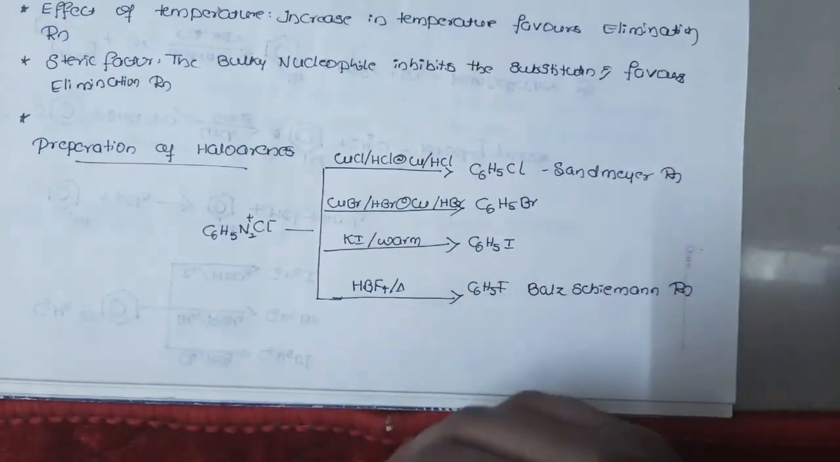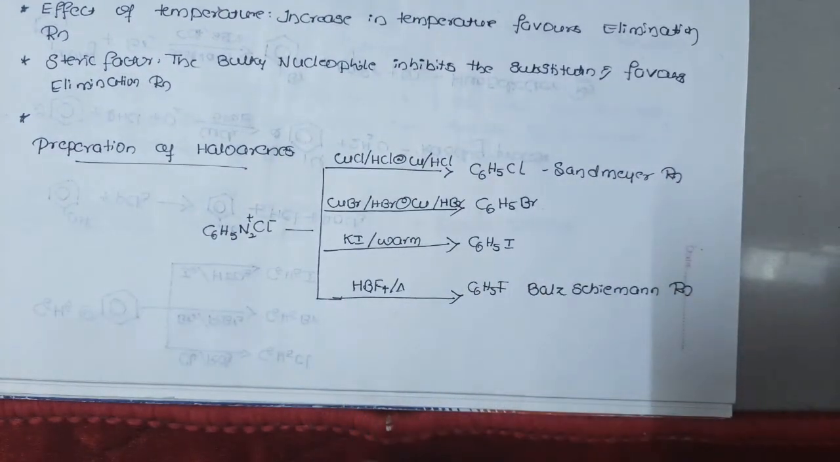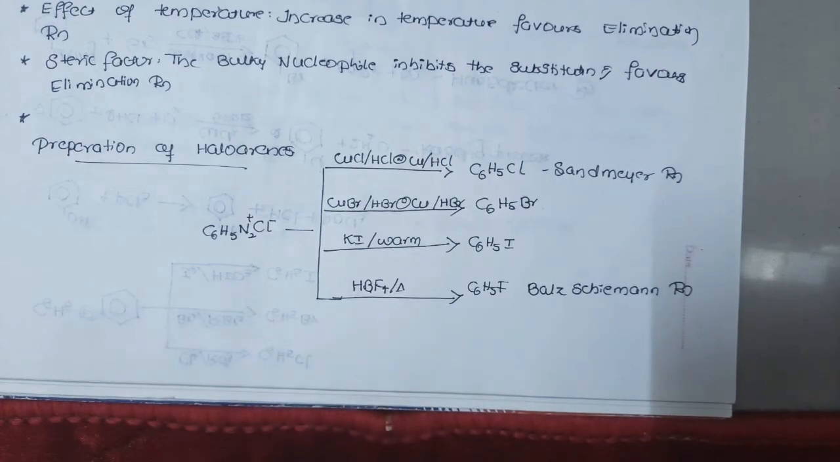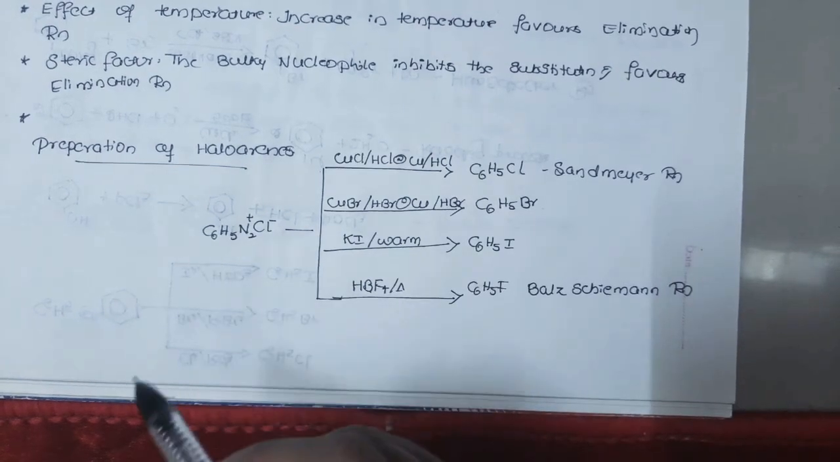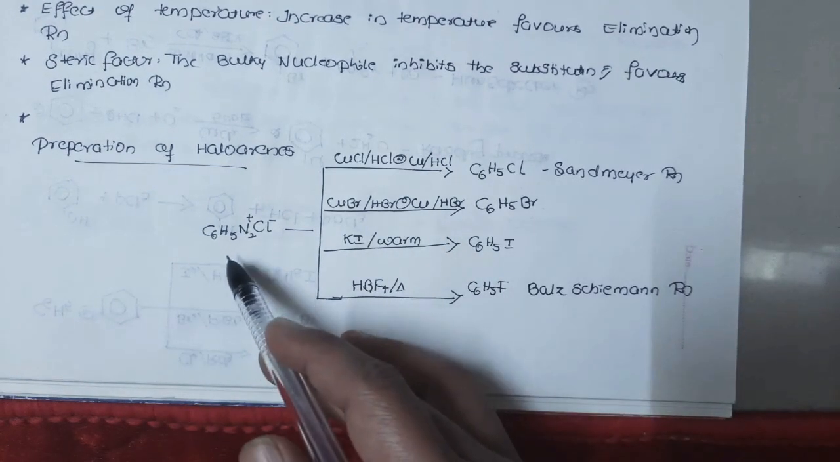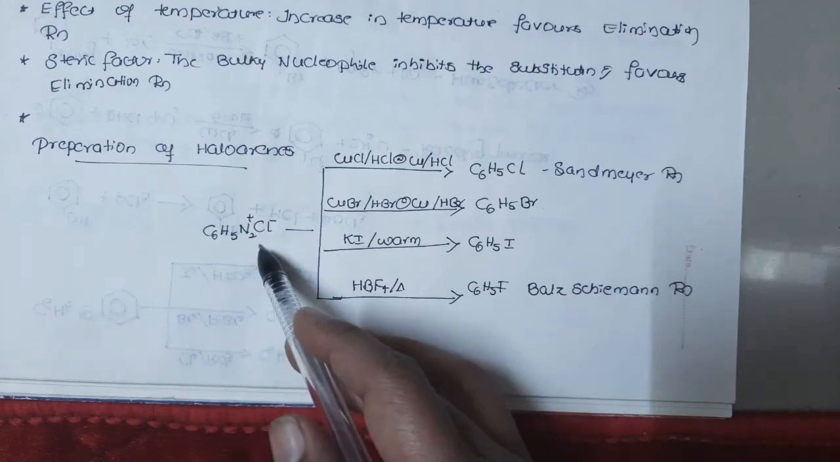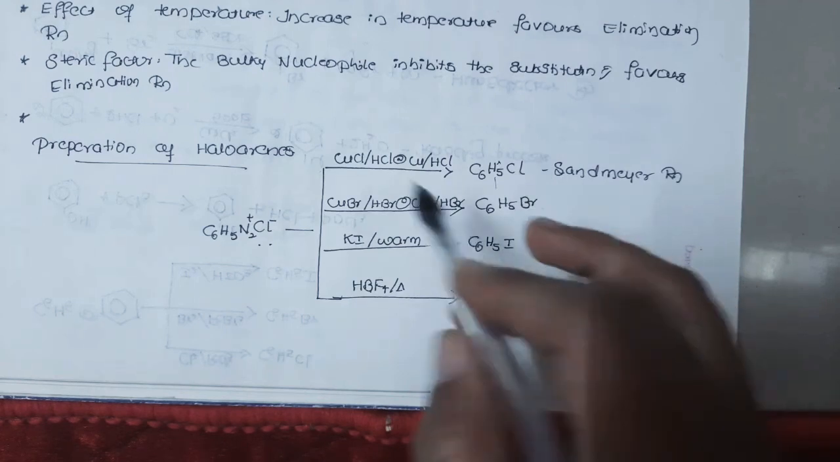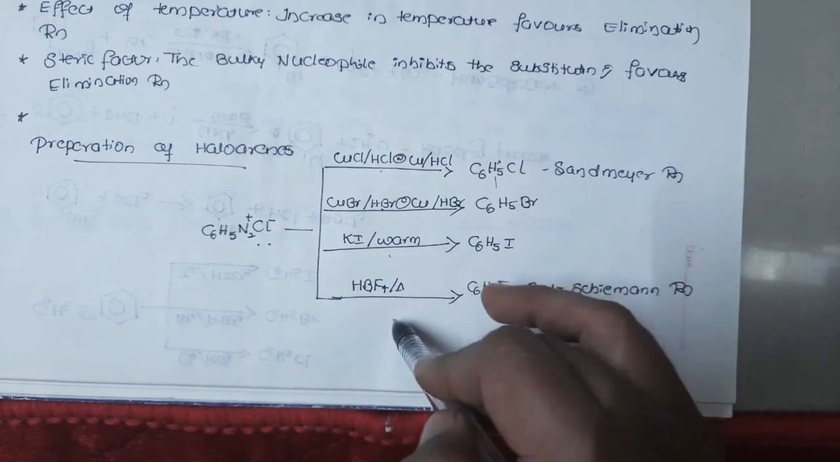Now let us move to the haloarenes, the second part of the chapter. Haloarenes are a benzene ring attached with halogens. We can prepare haloarenes by different methods. From benzene diazonium chloride we can prepare the haloarenes by treating it with the following reagent.